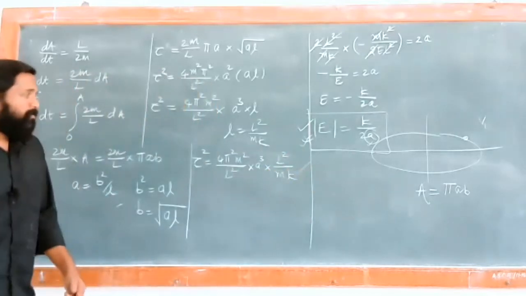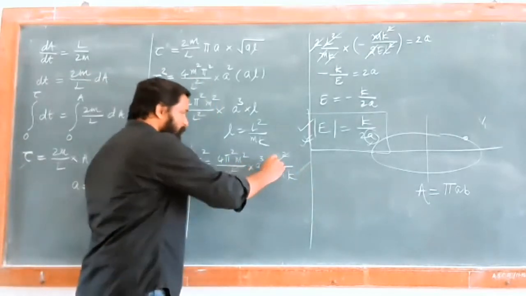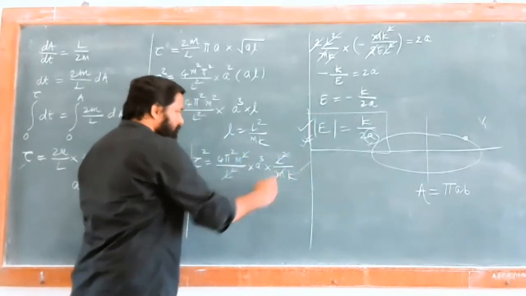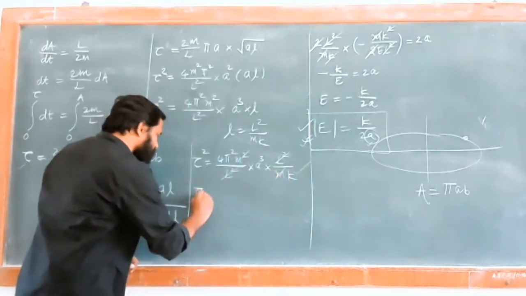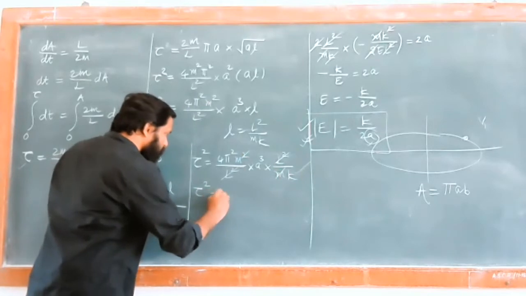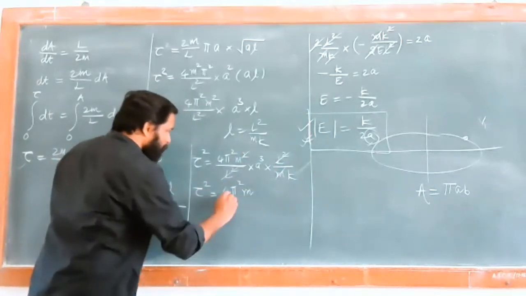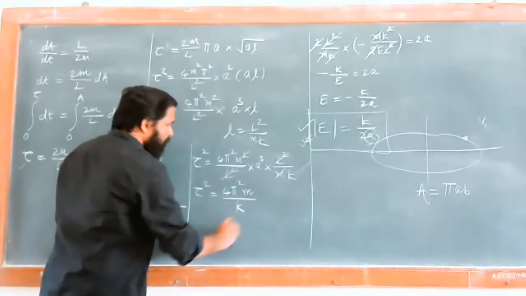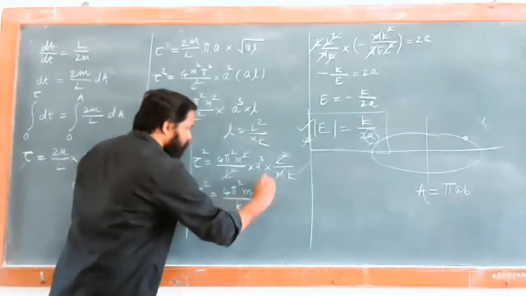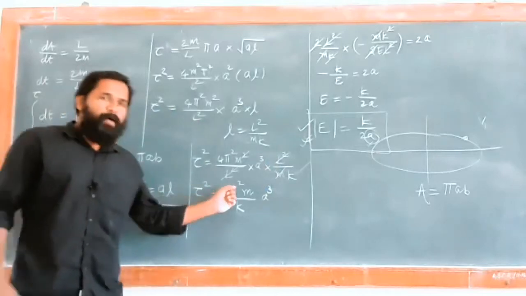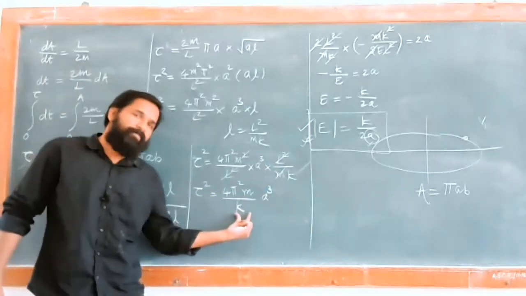Okay, and we can cancel out this m square with this m, and I can write tau square is equal to 4 pi square m upon k multiplied by A cube. So 4 is constant, pi is constant, m is constant, k is constant.